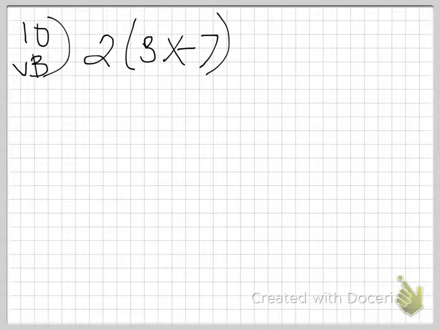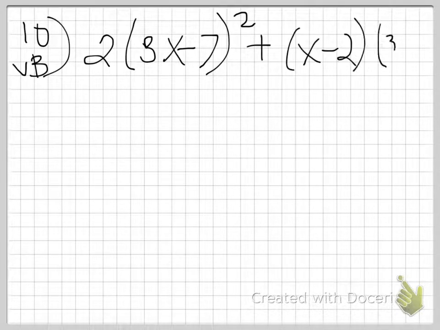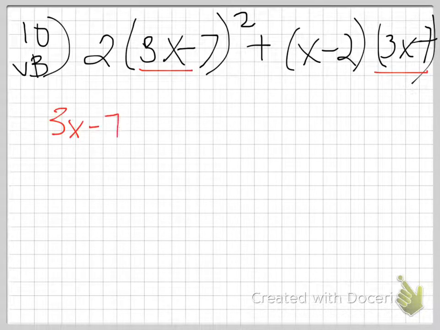All right. Number 10 for version B was 2 times 3x is good, right? Isn't it good? (3x minus 7) squared plus (x minus 2) times (3x minus 7). Again, do you see a common factor? Yeah, both of these terms, this is one term, this is another term, have a factor of 3x minus 7. So I'm going to factor out the 3x minus 7.